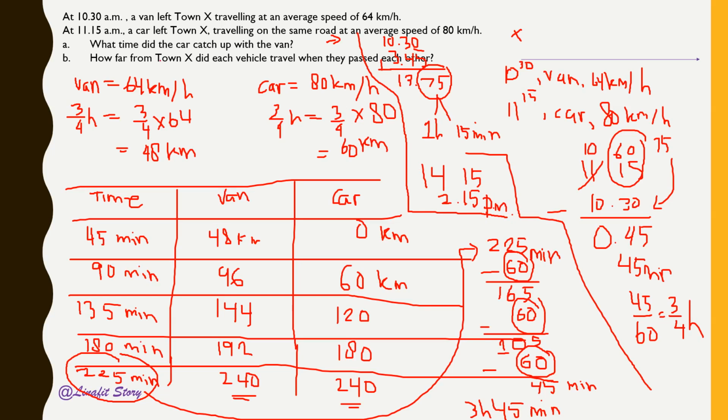And then question B, how far from town X did each vehicle travel when they passed each other? So each vehicle traveled 240 km.